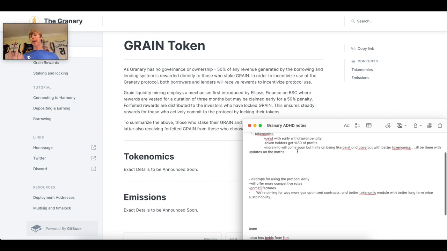Now, I have a speculation that there will be an early withdrawal penalty similar to how Geist was, and it's not set in stone. So until we get more details on the exact tokenomics, this is a bit of speculation.